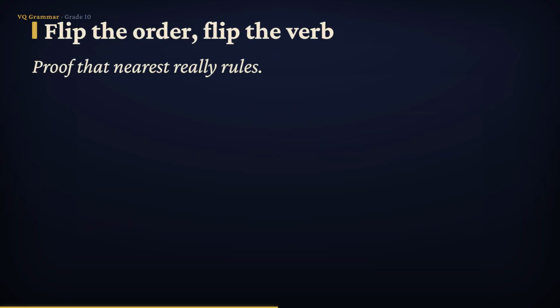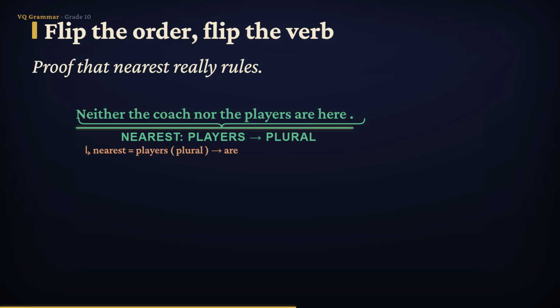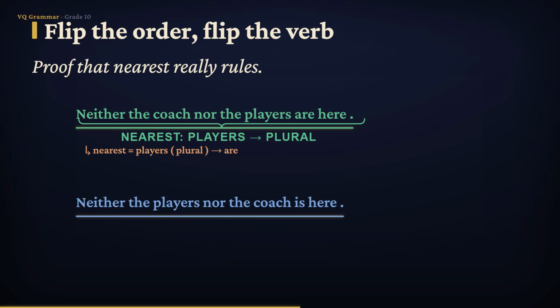Here is the move that proves the rule, and it is my favorite part of this lesson. Watch what happens when I flip the order of the two subjects. First, neither the coach nor the players are here. The nearest subject is players, plural, so the verb is are. Now I will swap them. Neither the players nor the coach is here.